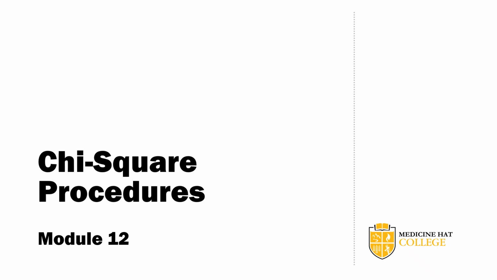In Module 12, we'll be looking at chi-square procedures, specifically the distribution, the goodness of fit test, the independence test, and the homogeneity test.